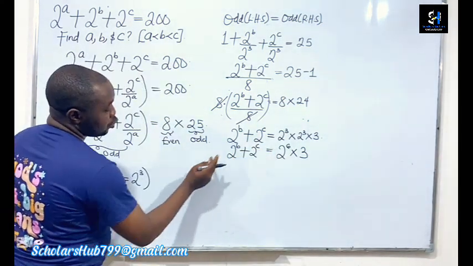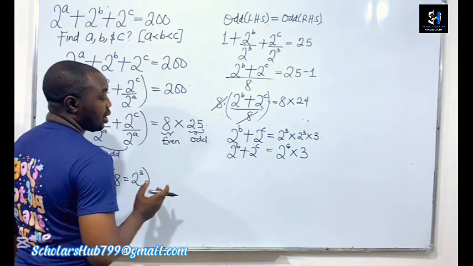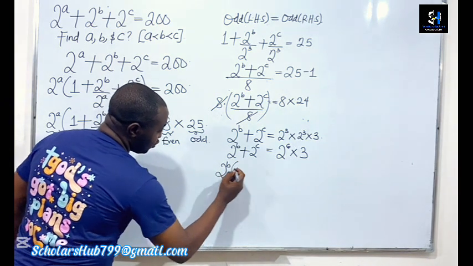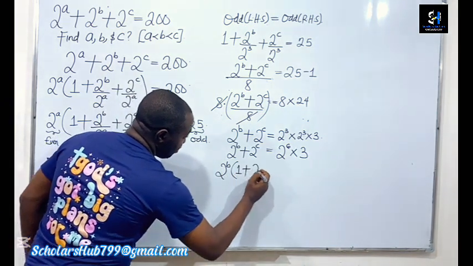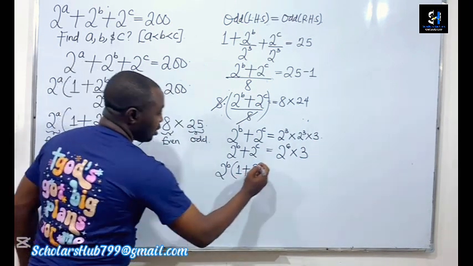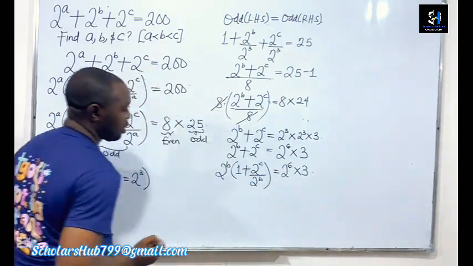Now, again, to obtain the value of B, I'm going to divide the left hand side by 2 raised to the power of B. So we have 2 raised to the power of B divided by 2 raised to the power of B. That will be 1. Then plus 2 raised to the power of C over 2 raised to the power of b. Okay, and this will be equals to 2 raised to the power of 6 multiplied by 3.